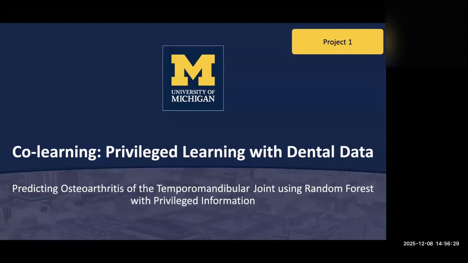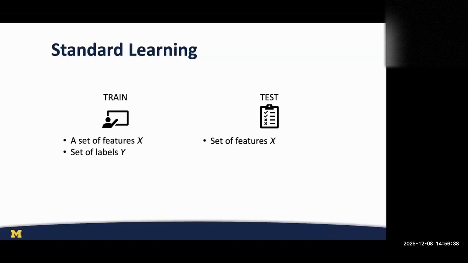The title of this work is Predicting Osteoarthritis of the Temporomandibular Joint Using Random Forest with Privileged Information. I'll explain what all of that means. First, I want to remind everybody of a standard machine learning paradigm. In the standard paradigm, we have a training set and a testing set. At train time, we feed a model a set of features X and a corresponding set of labels Y. We hope that we train the model well enough such that at test time, all we need to do is feed the model a set of features X, and it will provide a predicted set of labels Y.